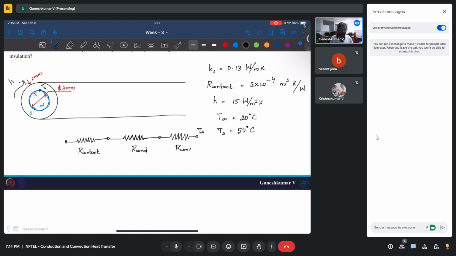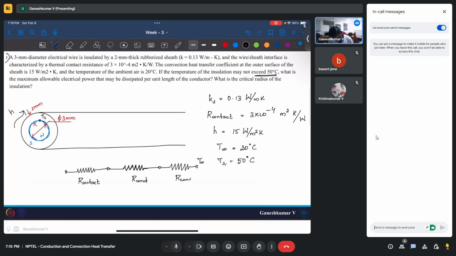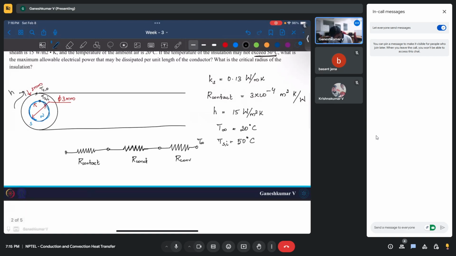So which of these terminals will have TS? Should we say TS or TSI so that it will not be confused? This is TSI and the outer surface is TSO. So this is going to be TSO. Now will this be TSI or this one will be TSI?